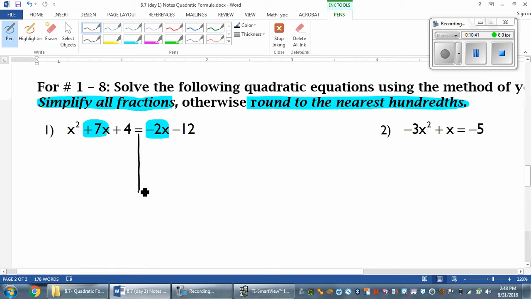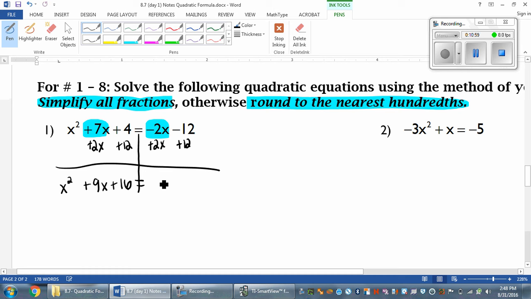So I'm going to move everything to the left side of the equation because my quadratic term is positive. I'm going to add 2x and 4 on my left. I get x squared plus 9x plus 16 is equal to 0. Now, if you think of everything that multiplies to 16, we have 1 and 16, 2 and 8, 4 and 4. Do any of those combinations add to 9? No. So to solve this equation, I have to use the quadratic formula.